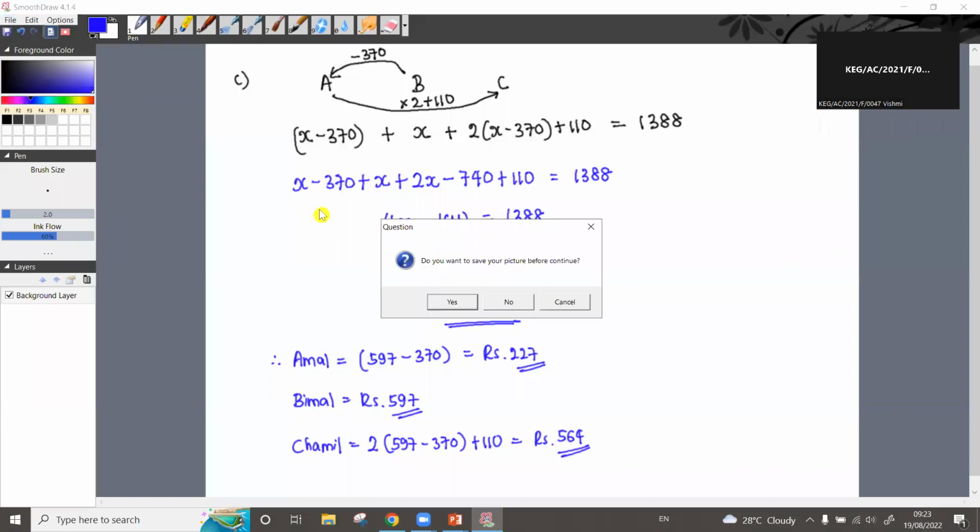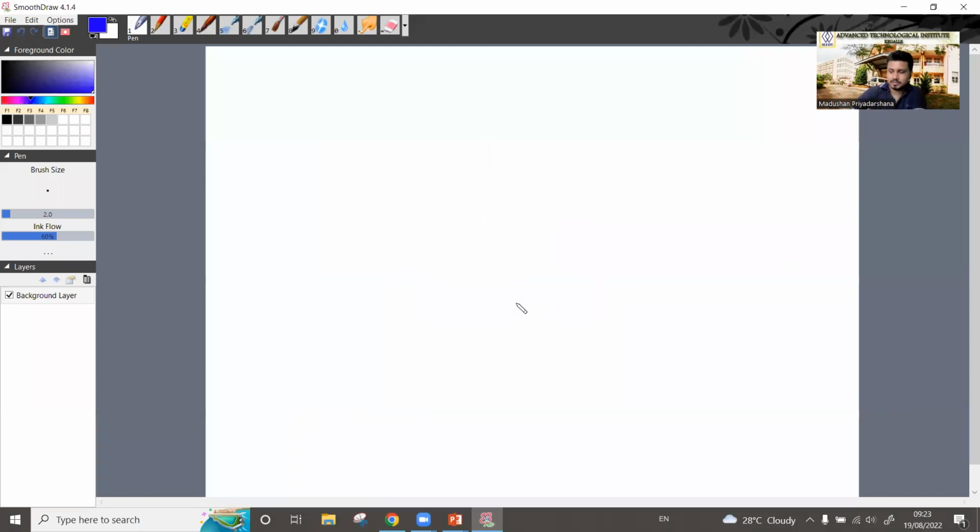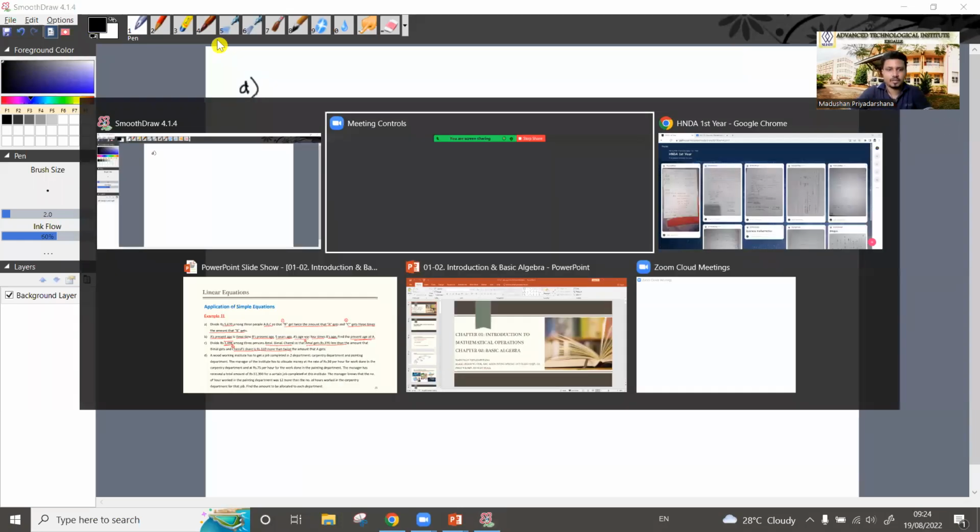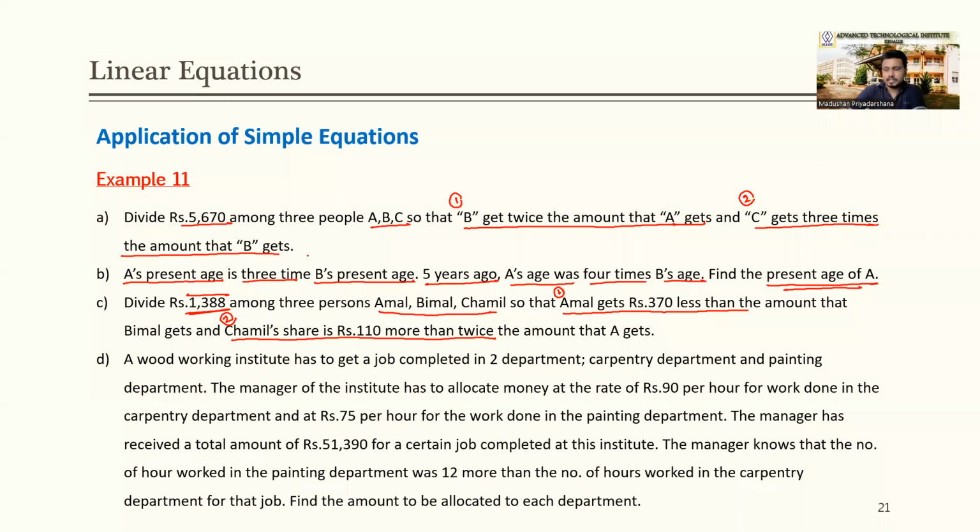Okay. Then let's move to the last part, part D. What it says, right? A woodworking institute has to get a job completed in 2 departments, right? The 2 departments are what? Carpentry department and painting department. Right? Woodworking institute එකක් යාළුවගේ departments දෙකයි තියෙන්නේ. එකක් carpentry department එක අනික painting department එක.